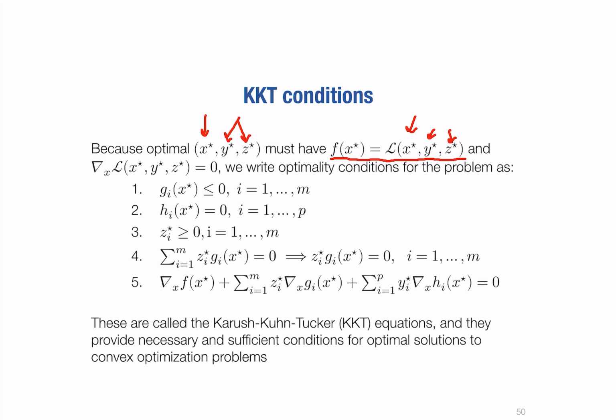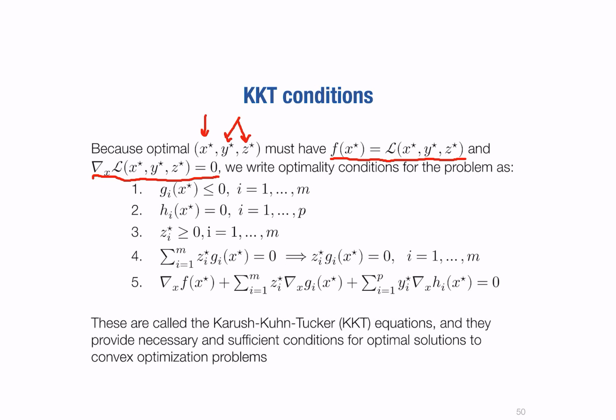So this thing, if this does not hold, we could make this thing larger and infinite by making these larger, and so therefore this is something that has to hold for any optimal solution. The second thing that has to hold is that we need the gradient with respect to x of the Lagrangian to be equal to 0, evaluated at this optimal point.